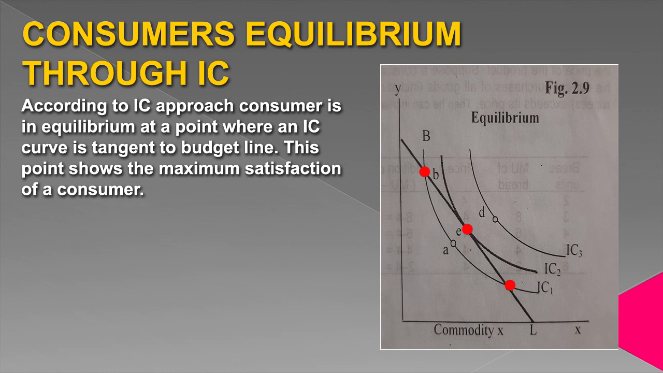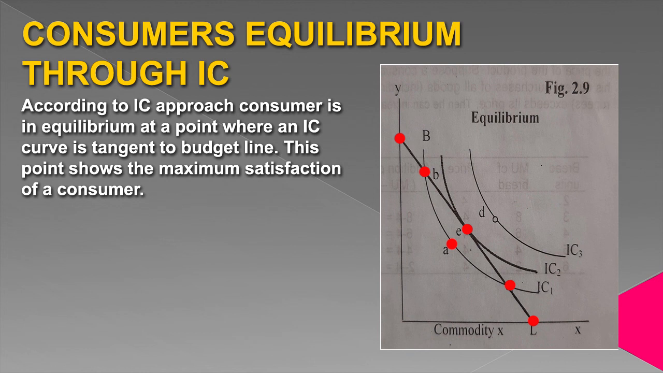Here IC2 is tangent to BL. BL is the budget line. IC2 is tangent to the budget line at combination E. This combination will bring the maximum satisfaction level to the consumer. If he chooses combination A, he is not using up the entire amount of income which is at his disposal, and he is at a lower IC, that is IC1, having a lower level of satisfaction.